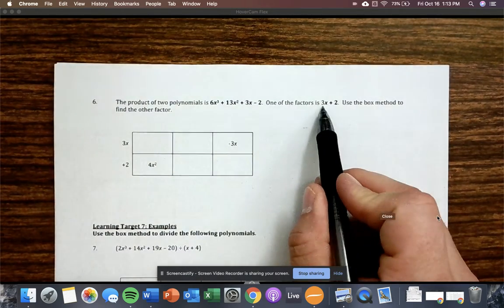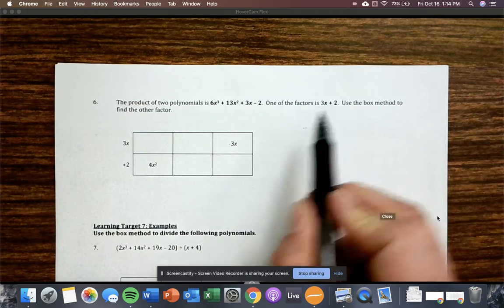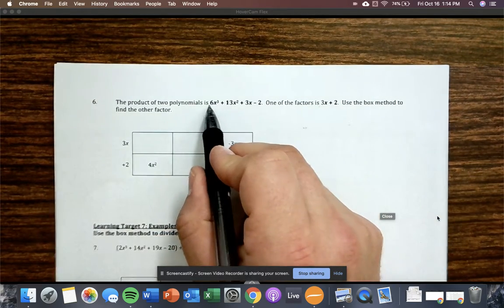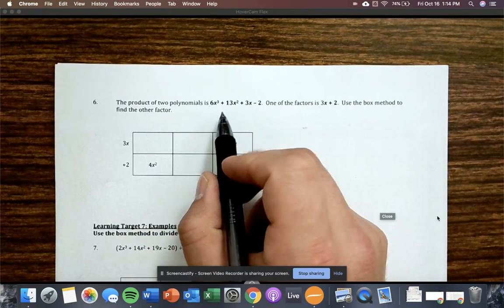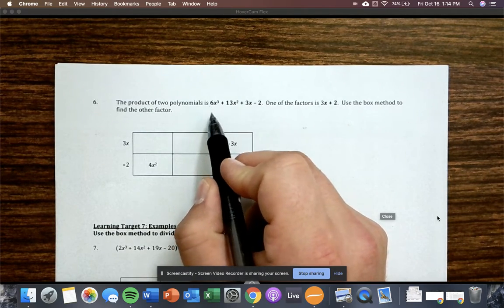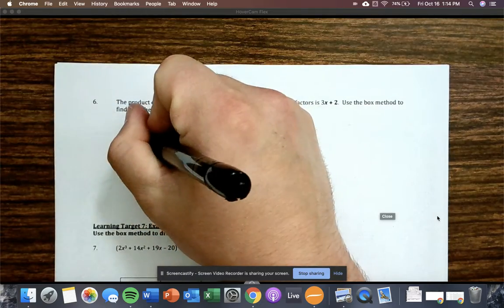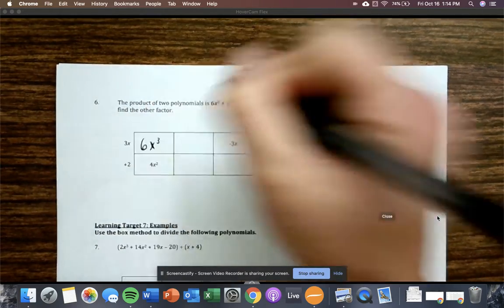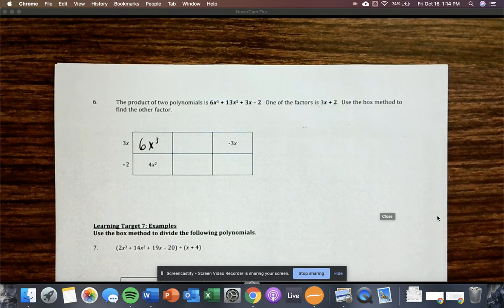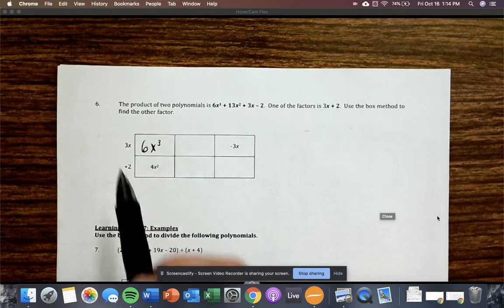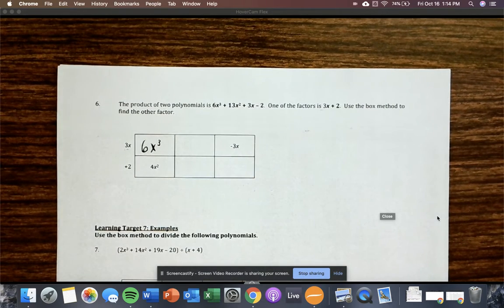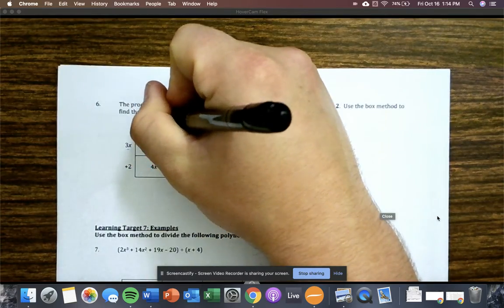Okay, so it gave us one of the factors, 3x plus 2. So we're going to put that on the side of the box here. We know the term with the biggest power is 6x cubed. We're going to put that in the top left corner, 6x cubed. Now we've got to think, okay, well, 3x times something has to be 6x cubed. So what do I have to multiply 3x by to get 6x cubed? Well, I just have to do 2x squared.